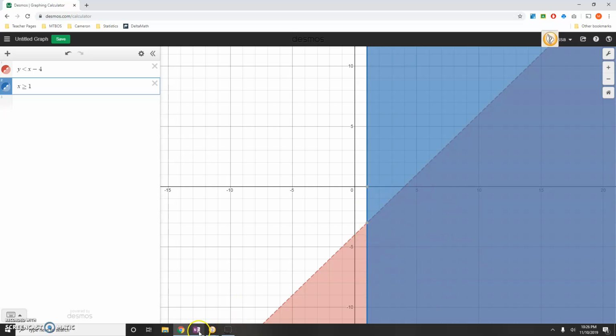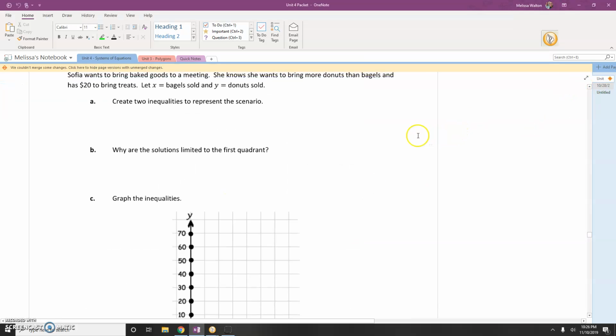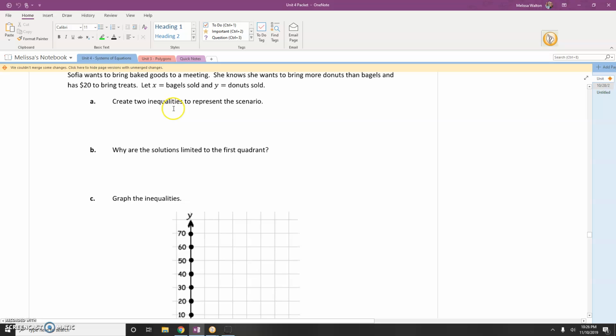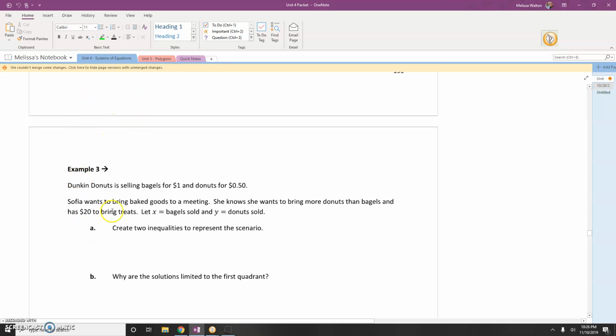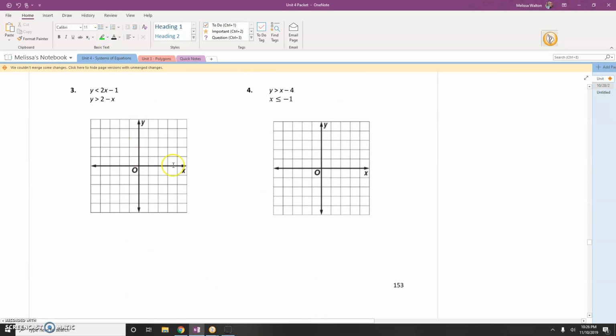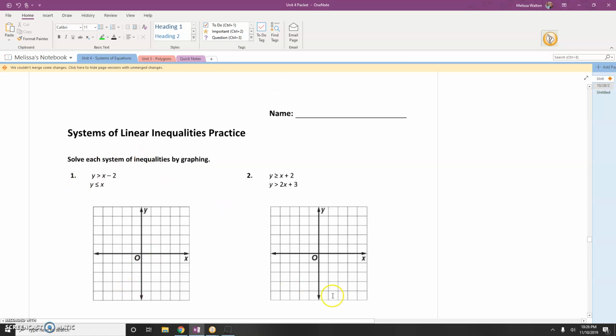So here's what I would like for you guys to do for practice tonight. We've got 2 things that we need to work on here. First off, we are going to be talking about this bagel donut question. So if you would like to, just try to write the inequalities for this. So just try 3a. And then for your actual graphing ones, on page 153, just do numbers 1, 2, 3, and 4. And that's it. Have a good day.